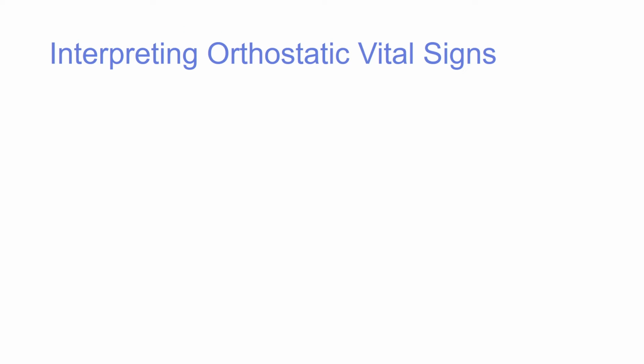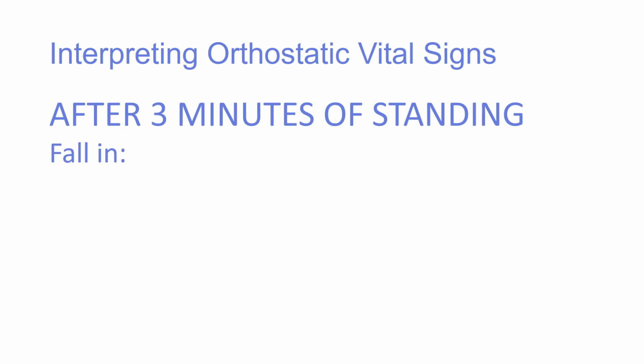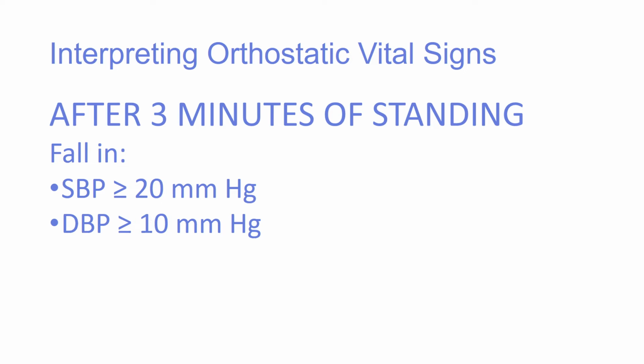When compared to a supine blood pressure measurement, a fall in systolic blood pressure of greater than 20 millimeters of mercury, or a diastolic blood pressure fall of greater than 10 millimeters of mercury, or a rise in pulse of greater than 30 beats per minute after 3 minutes of standing is abnormal. A persistent decline past 5 minutes suggests a more significant abnormality. This is more commonly seen in a neurocardiogenic disorder, which is typically chronic.